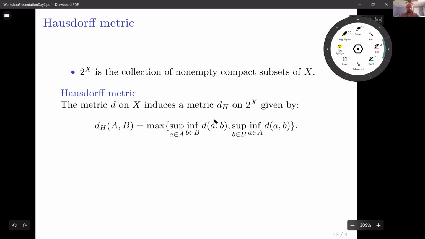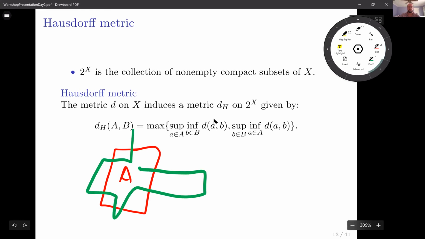All right, so if I have a set A here in red and a set B here in green, then we would want to look at the distances here, and we'd see that there's a point here that's pretty far away from there. But there are also points in here that are pretty far away from there.